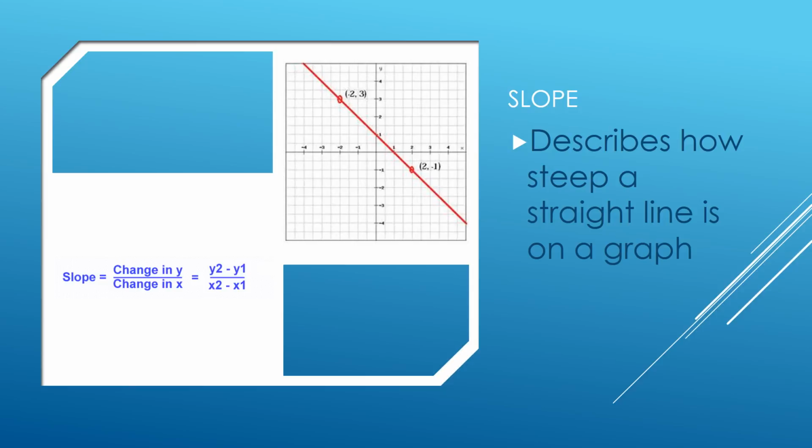A slope. So this describes how steep a straight line is on a graph. So it shows you how steep this line is. This is the equation for slope, and we're going to talk more about that in other lessons.